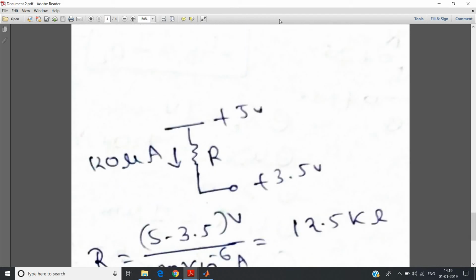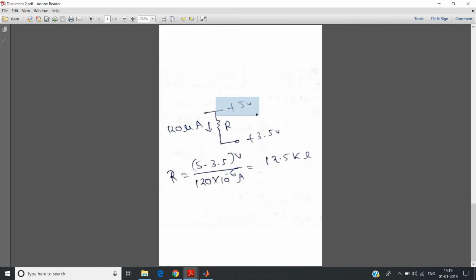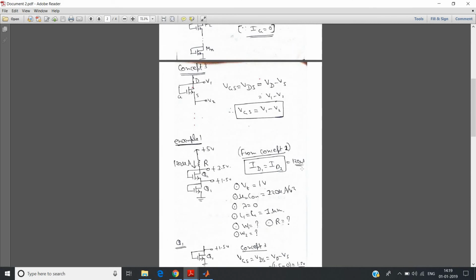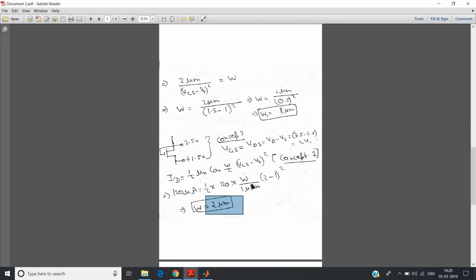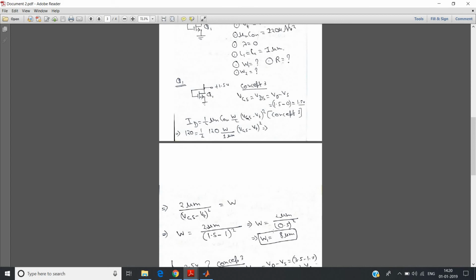So draw the circuit separately and you get this type of configuration. Plus 5 volt at one terminal, and at the other terminal of the resistor plus 3.5 volt, and through it 120 microampere current is flowing. So R is equal to (5 minus 3.5) volt by 120 microampere, that is 120 into 10 to the power minus 6 ampere, because 1 microampere equals 10 to the power minus 6 ampere, you all know, right? Now if you simplify this expression by calculator, you get the resistance value as 12.5 kilo ohm. So for this circuit, R is 12.5 kilo ohm, W2 is 2 micrometer, and W1 we are getting as 8 micrometer.